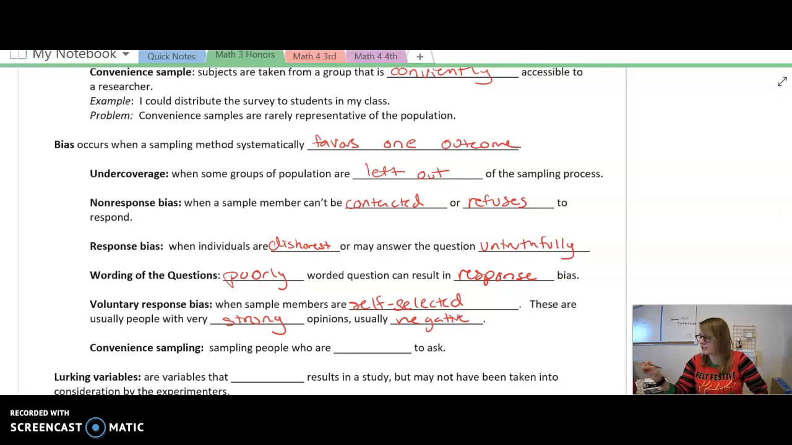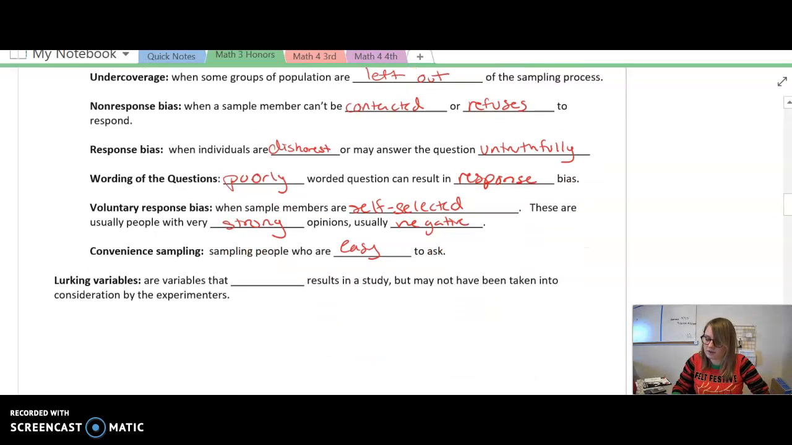Alright, convenience sampling. So sampling people who are easy to ask. Again, asking my students in my class about a survey, it's just easier that way. And then lastly, we have lurking variables. These are variables that affect results in a study but may not have been taken into consideration by experimenters. So someone who is allergic to fish may not be taken into account when we give out surveys. Some things like that, alright?